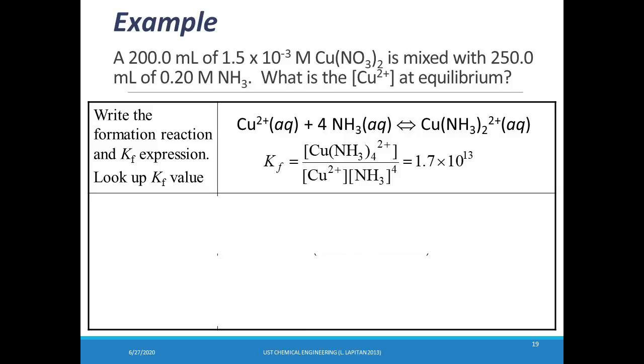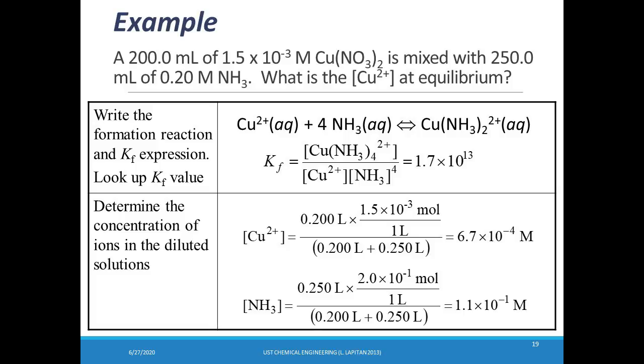Now remember that you have two solutions here that you've mixed, so therefore the copper and ammonia concentrations are different. So we have to find out the new concentrations of copper ions and ammonia in the diluted solution. In this case, we can use the dilution formula, that is C1V1 is equal to C2V2. Take note that the total volume is just the sum of the volumes of copper nitrate and ammonia. So that is 200 ml plus 250 milliliters. Of course, you have to convert this one to the proper units of liters.